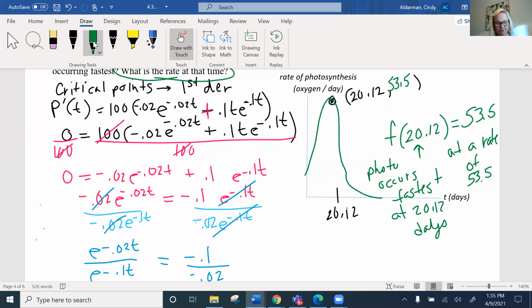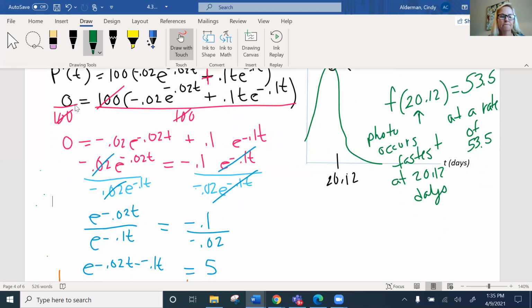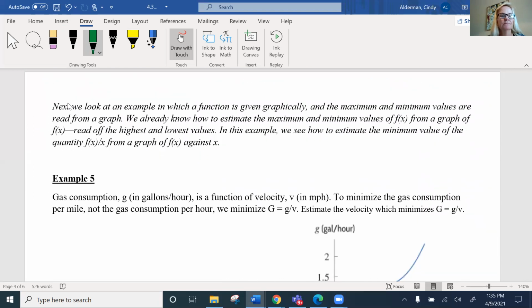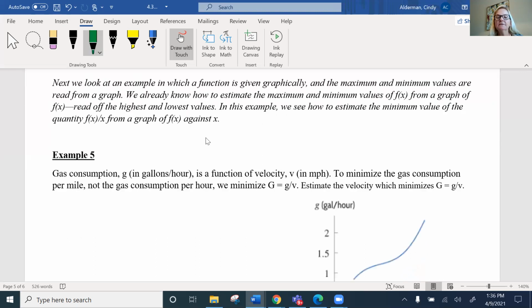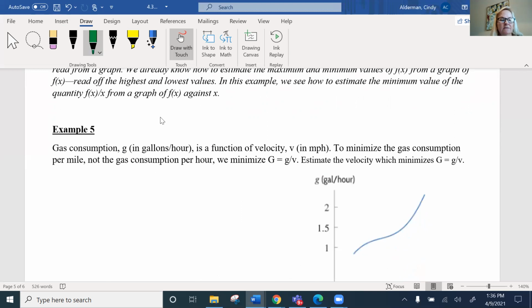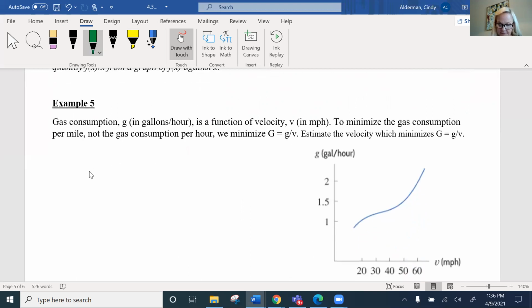A couple more examples. Okay, in this example, the function is given graphically, and the max and min values we're going to just read from the graph. So we already know how to estimate the max and min values from a graph of f, right? You can read off the highest and lowest values. In this example, though, we're going to see how to estimate the minimum value of a quantity from a graph of f against x. So here's what we got.